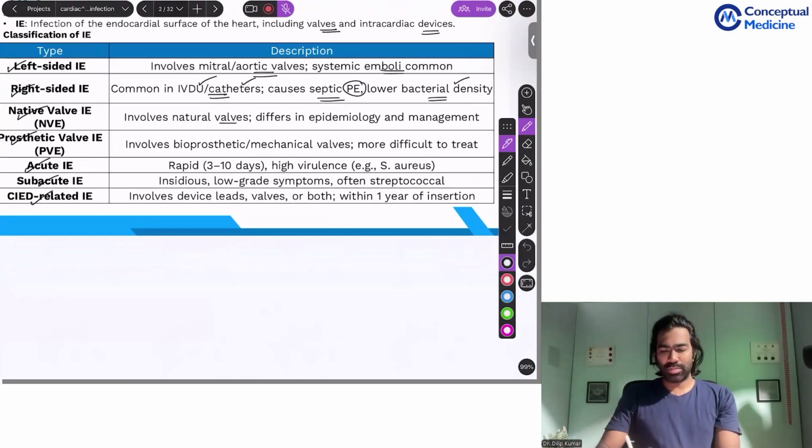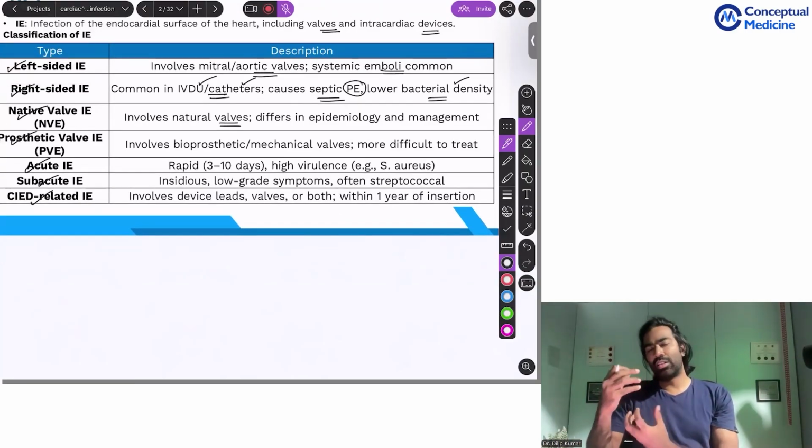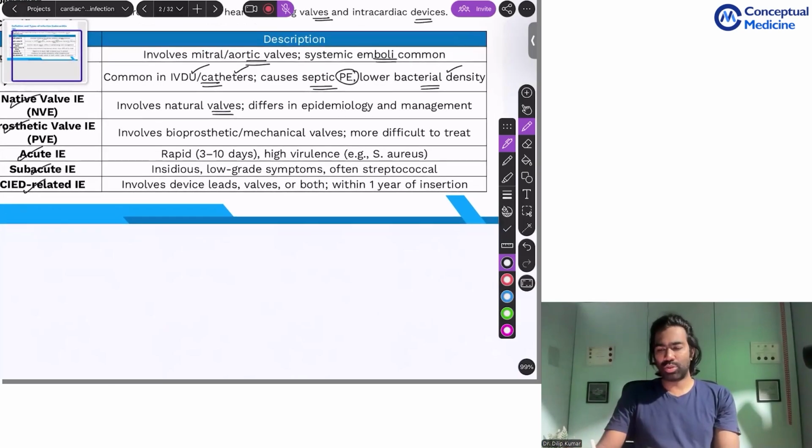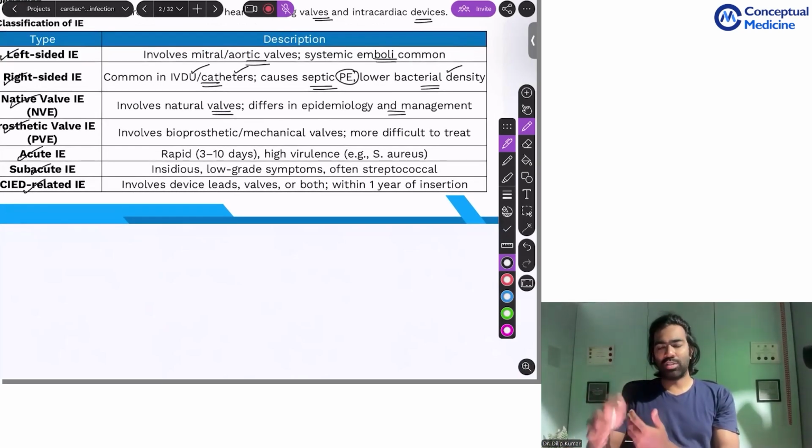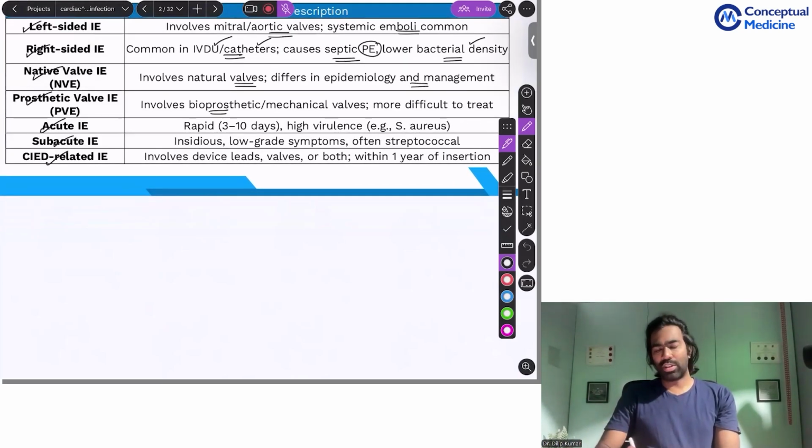So native valve endocarditis means you're going to involve the heart's original valves or the natural valves, and it's going to differ in epidemiology and management. We'll talk about that. Prosthetic valve endocarditis is going to involve the bioprosthetic valves, or we can call it the mechanical valves, and it's relatively more difficult to treat, partly because these valves do not have any blood supply. So it's very difficult to reach a correct concentration of antibiotics at those valves.